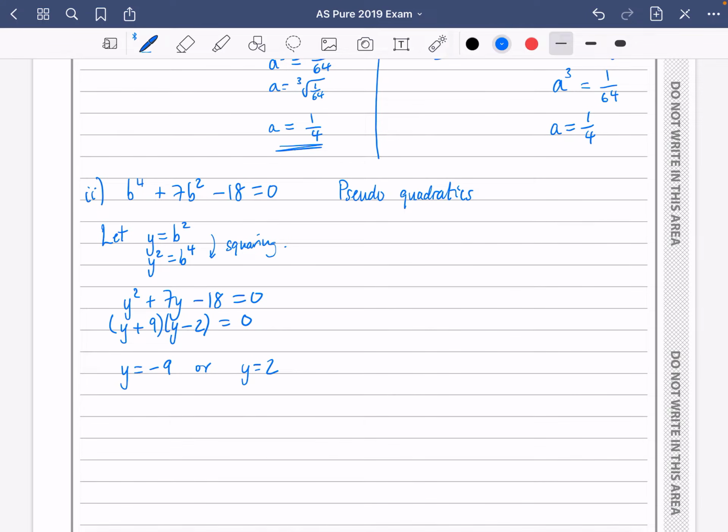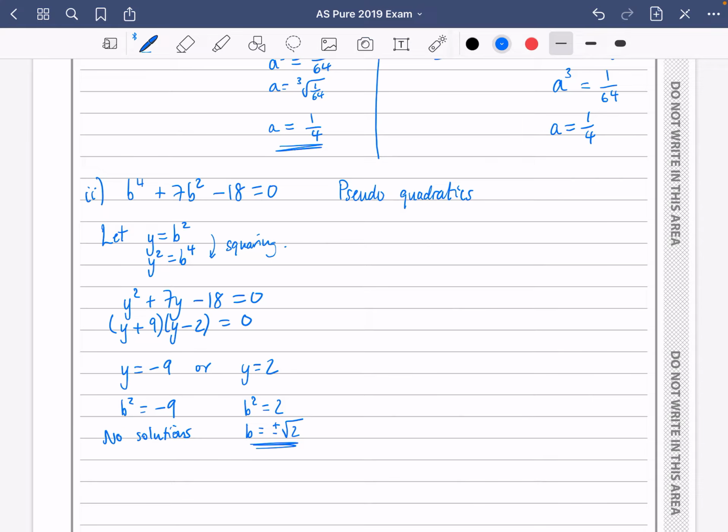We're going to use the substitution that y is equal to b squared. So I've got that b squared is equal to minus 9, but this has no solutions unless you use imaginary numbers, but the question says real solutions. And for this bit, we get that b squared is equal to 2, so b would be equal to the square root of 2, but remember you get the plus and minus versions of that. Some people forgot to do the negative square root, so they lost a mark.